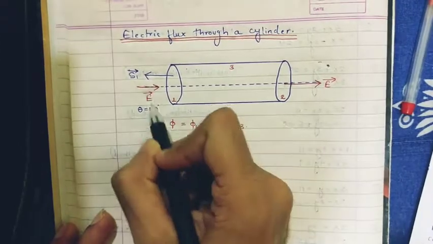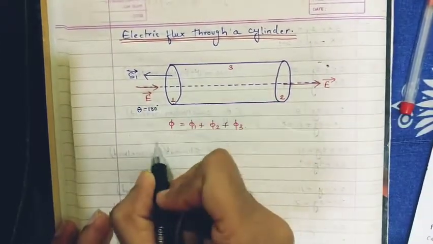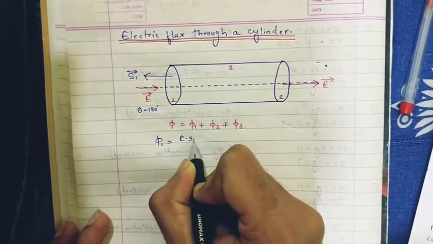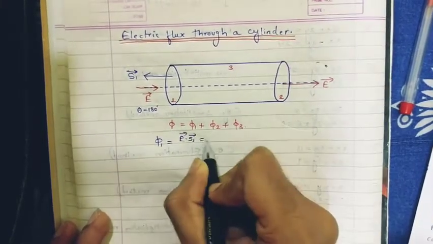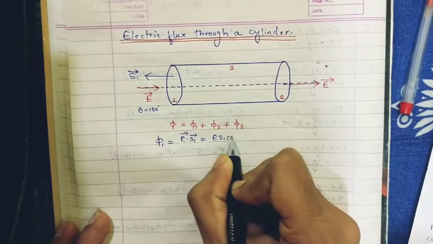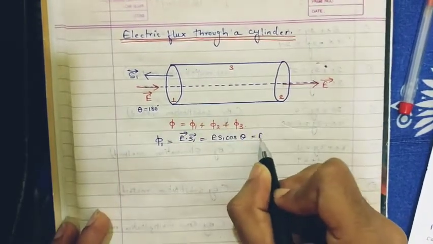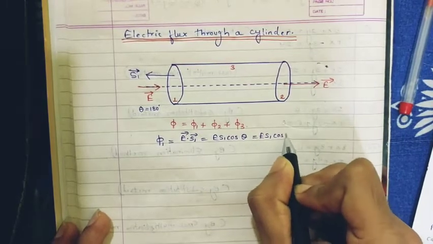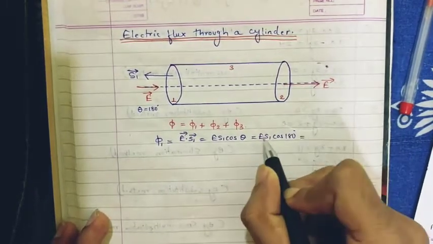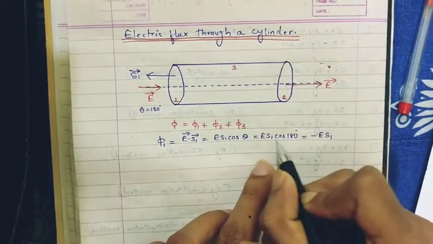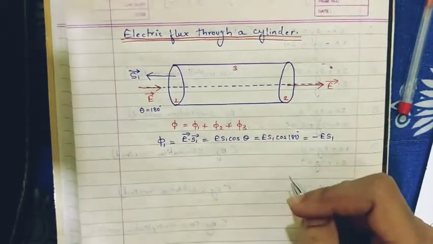What is the flux? Let's find out phi 1. Phi 1 is going to be E dot S1, which is E S1 cos of theta, and theta, if you see here, is 180. So E S1 cos of 180 degrees is going to be minus E S1, because cos of 180 is minus 1.